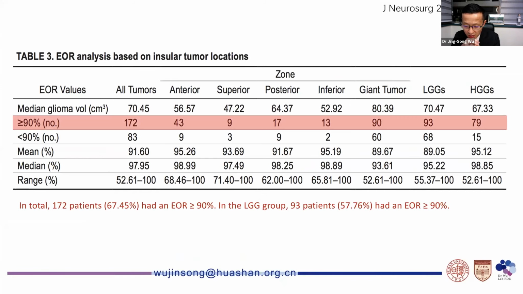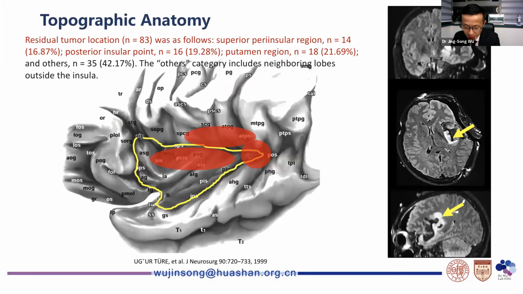In total, 172 cases had an extent of tumor resection larger than 90%. In the low-grade glioma group, 93 cases had an extent of tumor resection larger than 90%. Residual tumor was mostly located in the putamen region, posterior insular point, as well as the superior parainsular region in more than half of cases.